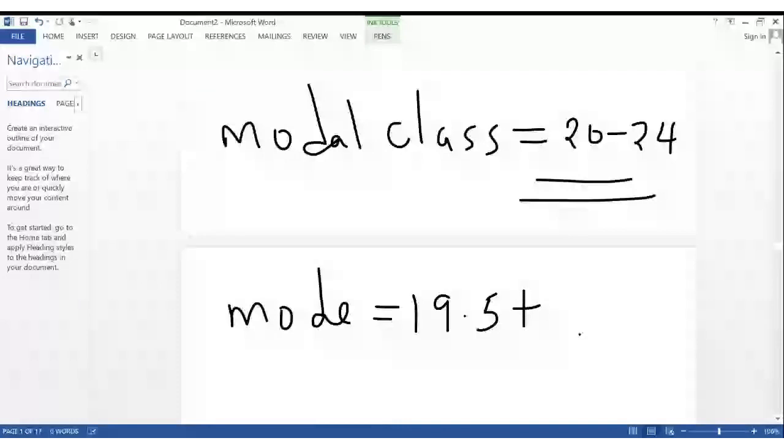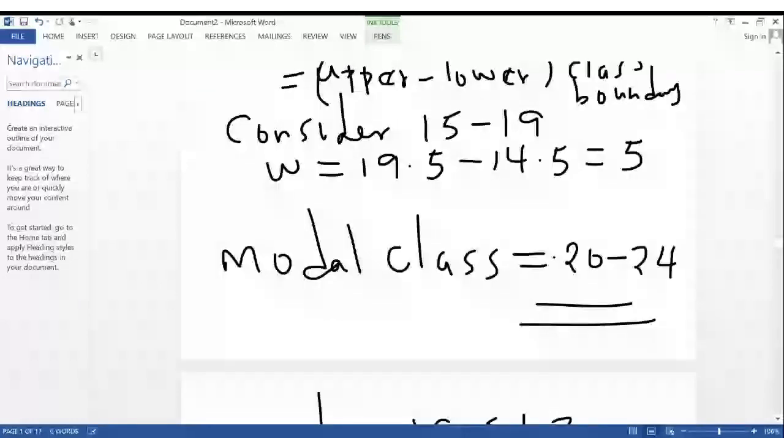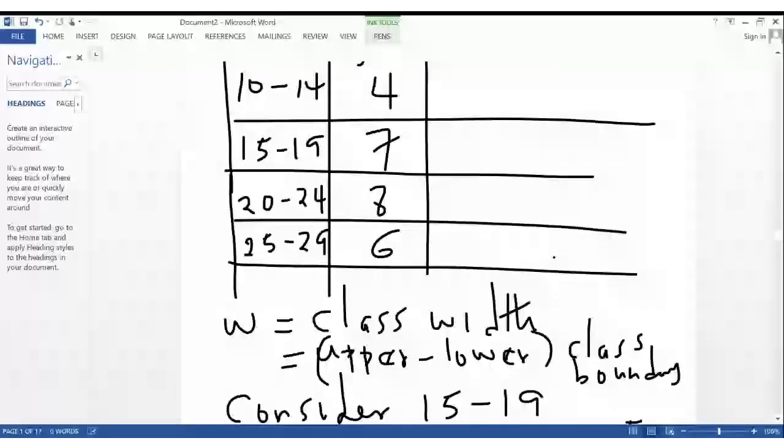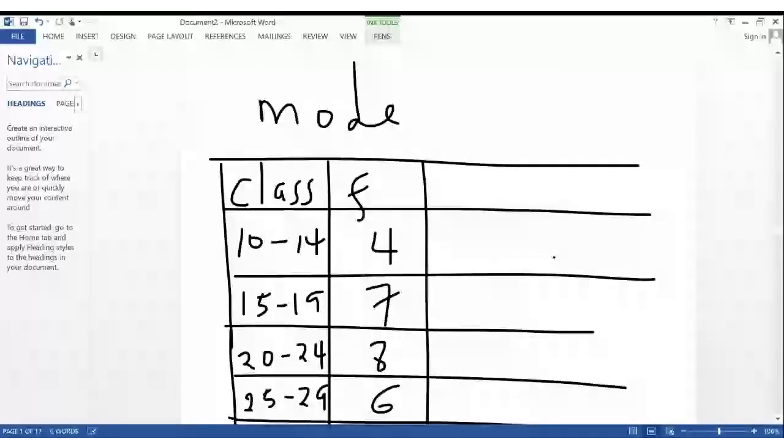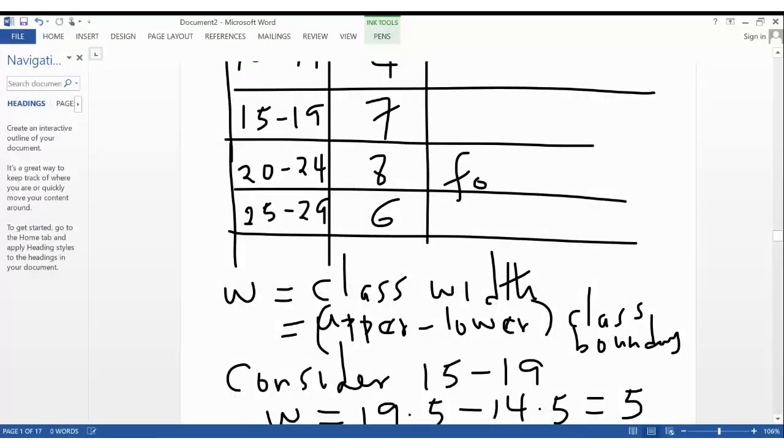Minus, we subtract the frequency before. So this one is our F naught, the frequency of the modal class. Our FA here is the frequency before. This one here is the frequency before. This one is the frequency F naught, the frequency of the modal class. And then we have the frequency after the modal class, which becomes our FB.